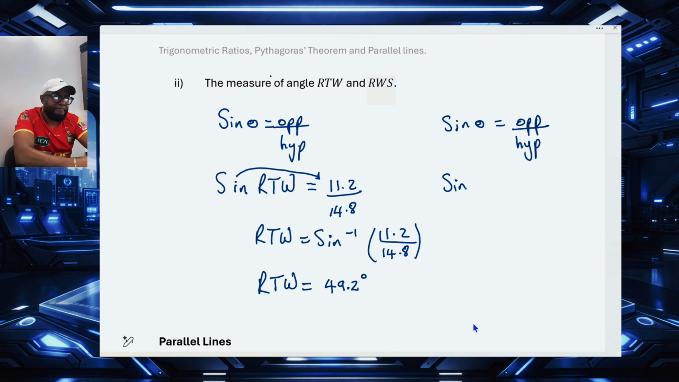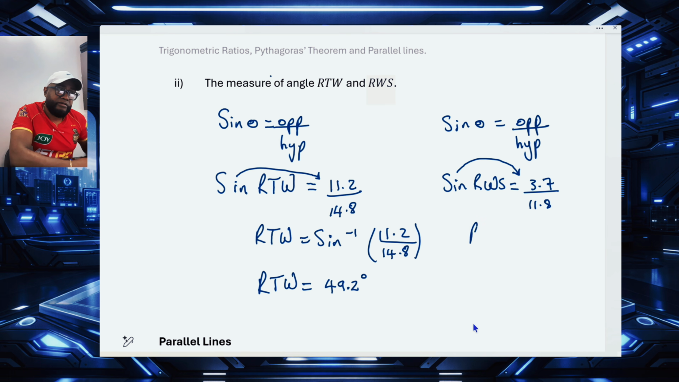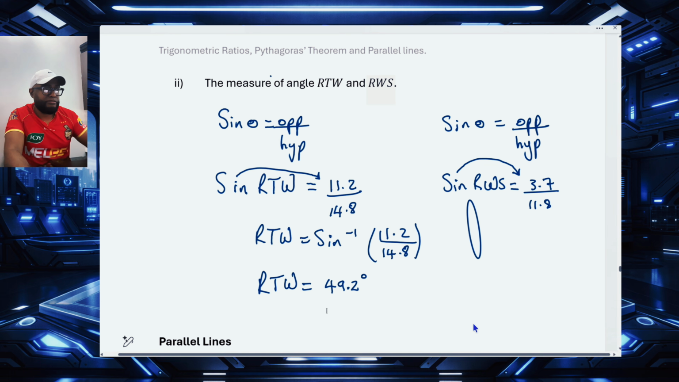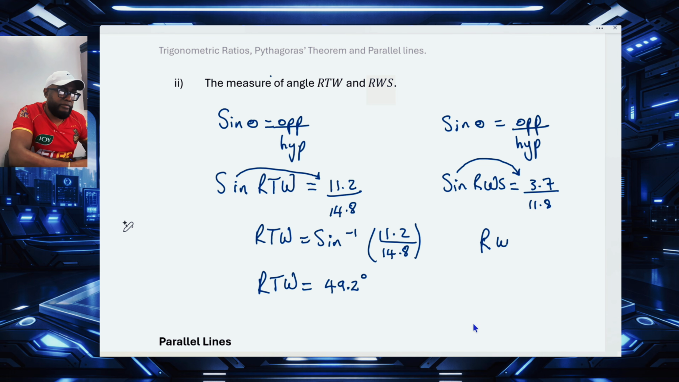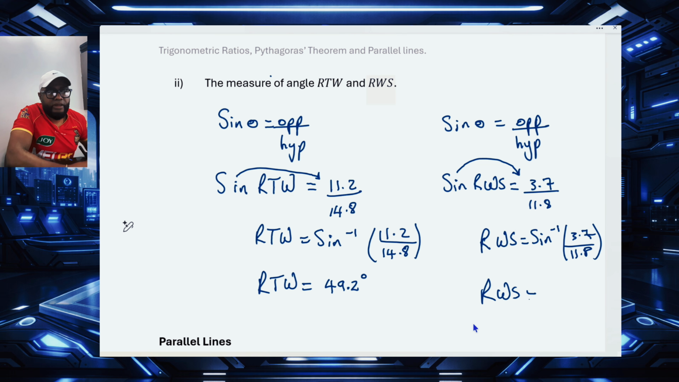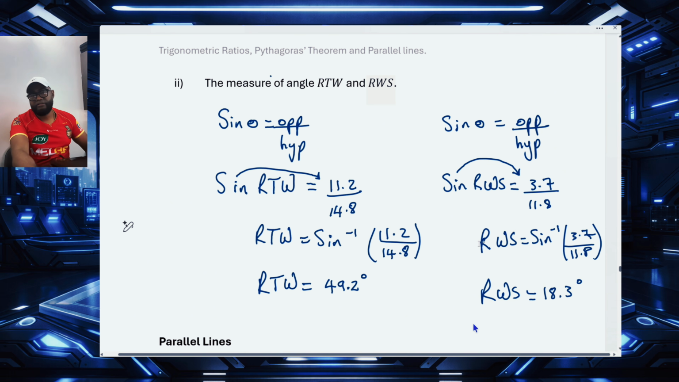So this will be sine of RWS is equal to opposite, which is 3 point something, over hypotenuse. Sine moving by itself, so RWS is equal to sine inverse of 3.7 over 11.8, which will give me 18 point something degrees, because it's an angle. Right, so go on, okay?